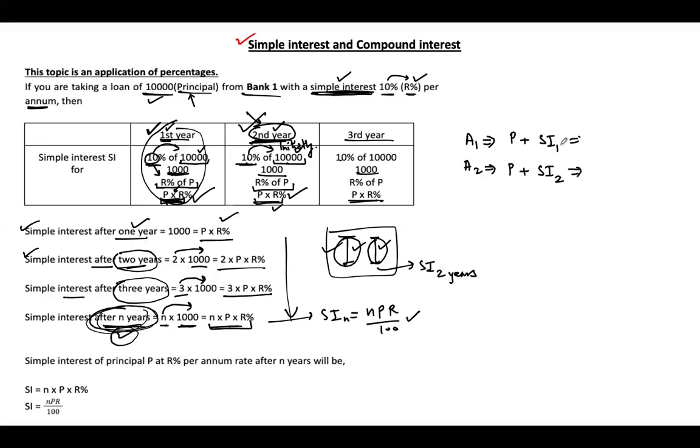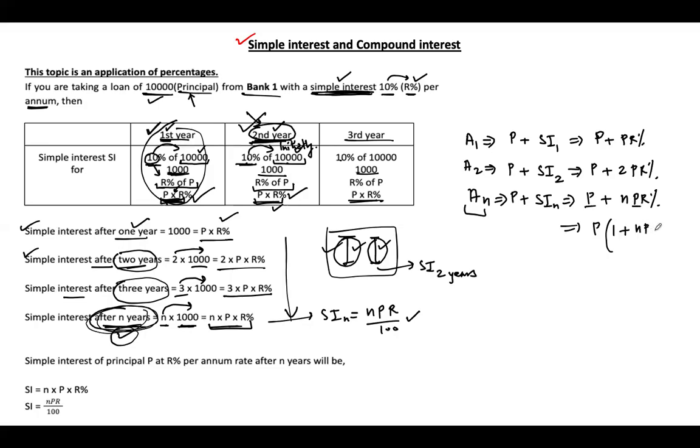So, for example, simple interest for 1 year was PR percent. Simple interest for 2 years was 2 PR percent. So simple interest, as in amount after n years, would be principal plus simple interest for n years, which is nothing but P plus NPR percent. If you want to reduce it, you can take P common and write 1 plus NR percent, which is R by 100. No need to remember the formula, understand how we deduced it. Is it clear?